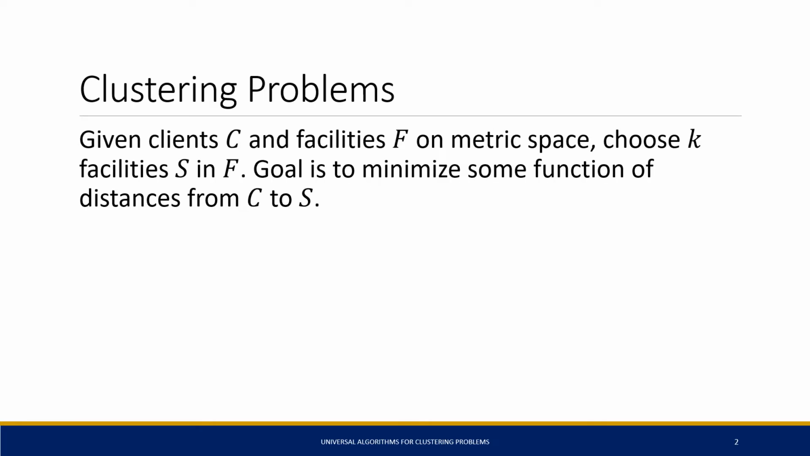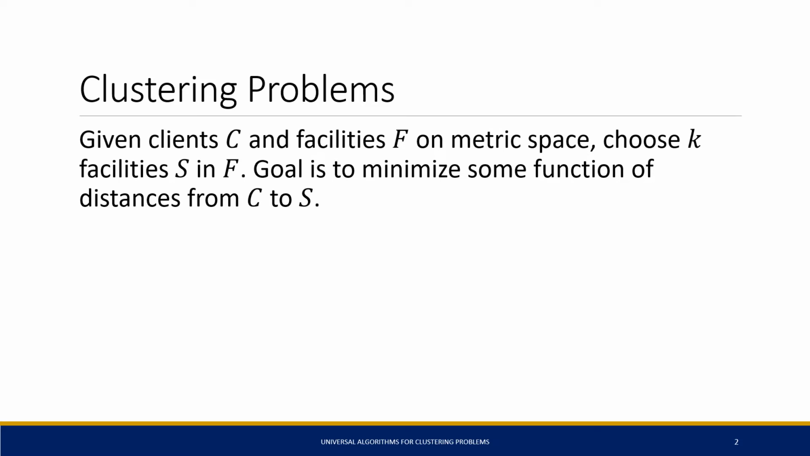So let's start by recalling the standard notion of a clustering problem. In a clustering problem, we're given clients C and facilities F that lie together in a symmetric space, and our goal is to choose K of the facilities in F. We'll denote the set of facilities we choose S. We think of it as we open those facilities, and then each client pays its connection cost to the closest facility. And our goal is to minimize some function of these distances or connection costs.